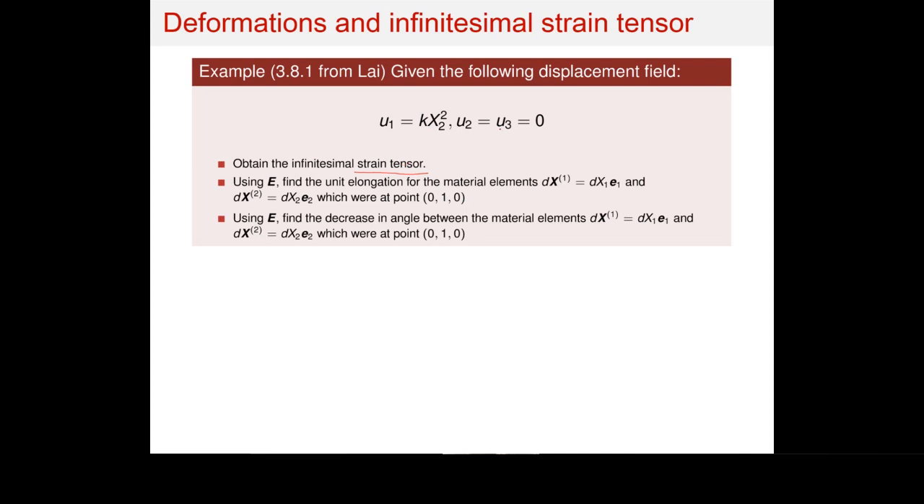So finding the strain tensor is just the same as what you have been doing so far. You don't need to draw anything. I want you just to find the strain tensor for this example. u1 is k x2 squared, and u2 is equal to u3 is equal to 0.